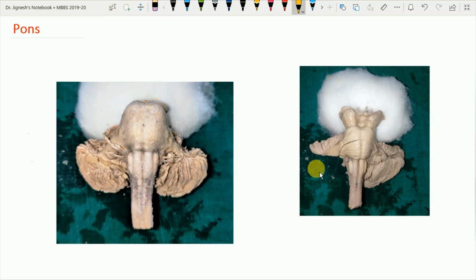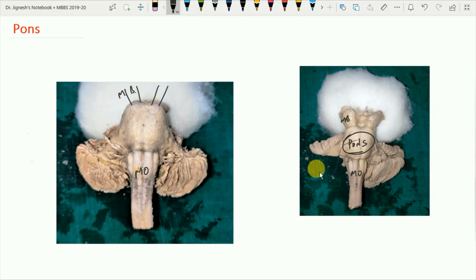Hello all, let's see the anatomy of the pons. Pons is one of the parts of the brainstem which is situated between the medulla oblongata below and midbrain above. So here in this figure, this is midbrain, this one is the medulla oblongata, and this is pons. It is situated within the posterior cranial fossa and lies on the clivus.